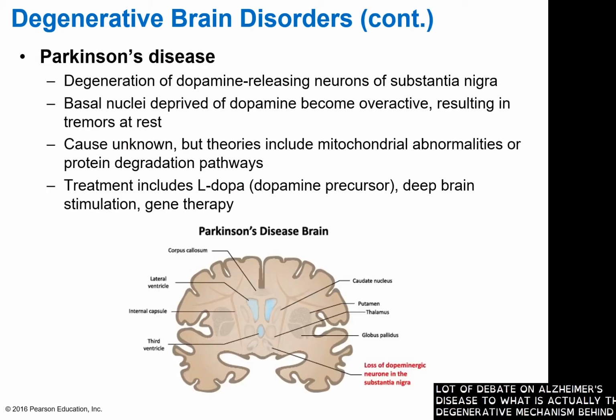And then Parkinson's disease, we talked about this one earlier when talking about the basal nuclei and how it causes the shakiness. So what happens here is it causes a loss of dopaminergic neurons in the substantia nigra. Dopamine is important for regulating this stuff. Causes unknown, but theories include mitochondrial abnormalities or protein degradation pathways. And there's a protein involved here called alpha-synuclein as well. Treatment includes L-DOPA, so trying to mimic dopamine, deep brain stimulation, and gene therapy.